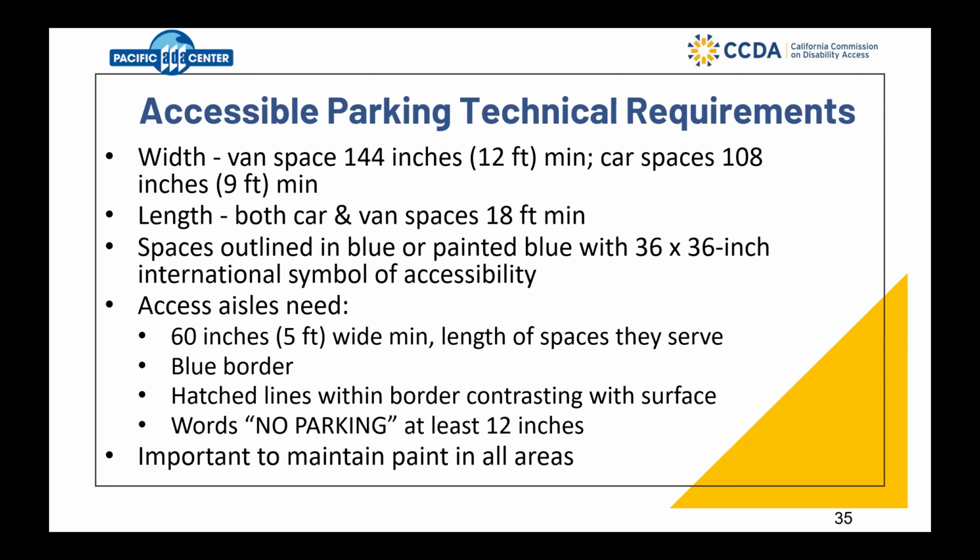They need to have a blue border. They need to have hatch lines that contrast with the surface that they're on, and they need to have the words no parking in at least 12-inch letters. This is to prevent people, hopefully, from parking in those access aisles. And it's really important to maintain the paint in all these areas. When it's chipped off or faded, it could really be helpful to maintain the paint. Next slide.